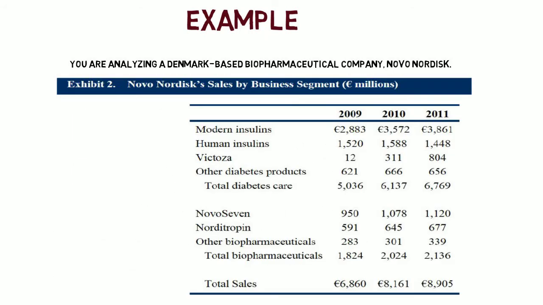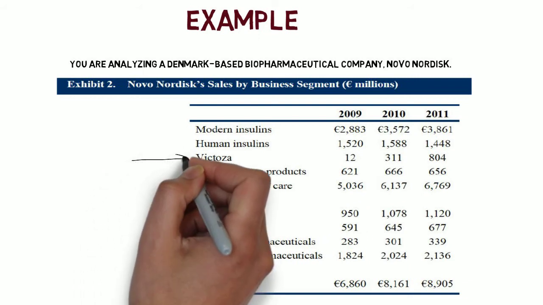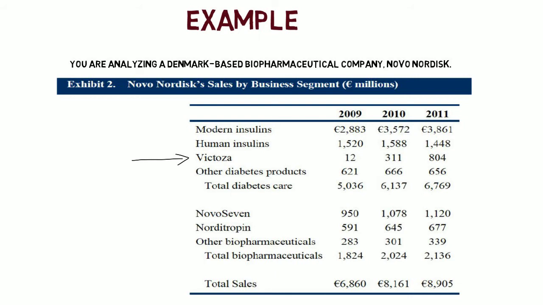Basically, the company has 2 business segments, diabetes care and biopharmaceuticals. And within each segment, the company discloses several individual product lines. It's worth noting that the company generates most of its revenue from the diabetes care business segment, and the most important product line is the modern insulin. While we observe that the revenue for most of the product lines has been increasing during the past 2 years, the company's new product, Victoza, has seen tremendous growth.